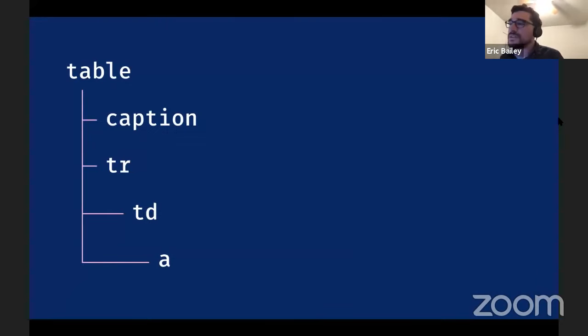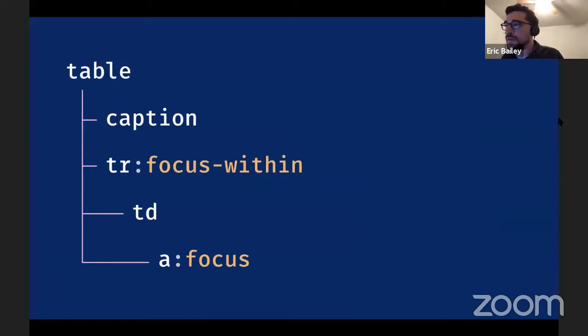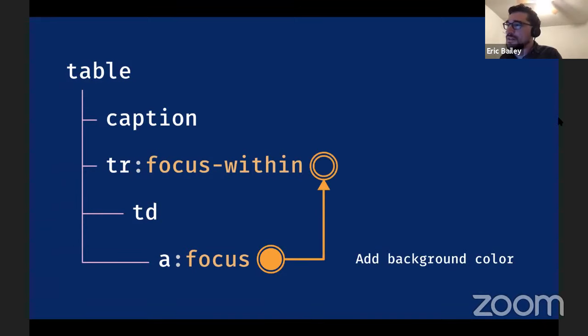And here's how it works. We're looking at the table represented as a hierarchical tree in the document object model, or DOM for short. Focus within is declared on the parent node to the one that will receive focus events. In our example, that is a table row. When a focus event occurs on the link inside of a table cell, the event travels up the DOM tree until it hits the element that has focus within declared on it. Styling rules are then applied as the conditions required by focus within have been met.